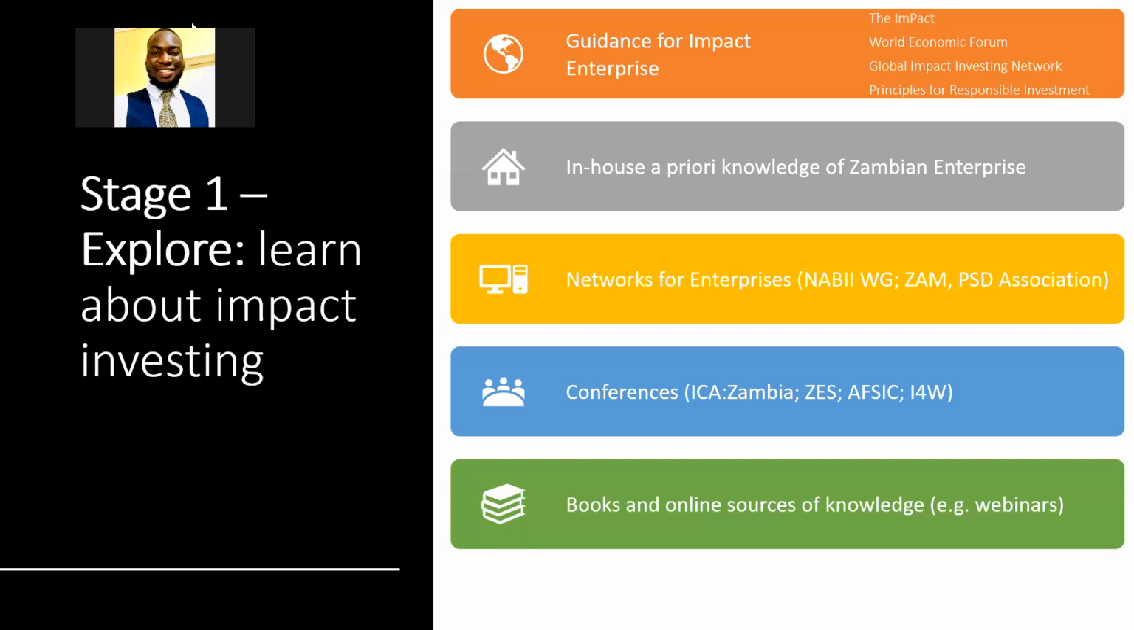And at the same time, under the exploration stage, we'll also look at some of the networks for impact enterprises that an enterprise can benefit from, as well as learn the best way to transition and become an impact enterprise. So for instance, under the National Advisory Board for Impact Investing, they have a working group for demand for capital. And we also have a number of different networks. Like I believe Yatu Foods Limited is a member of the Zambia Association of Manufacturers.